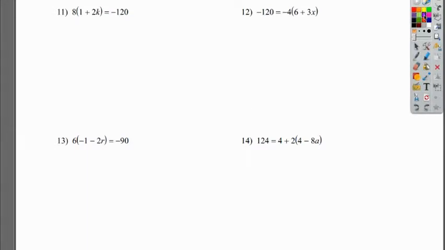In this video, we're going to be solving multi-step equations involving the distributive property. So when we start here, we're going to start by distributing. That's 8 times everything in the parentheses, which gives us 8 plus 16k equals negative 120. From here, that's a two-step equation. You're going to solve that the same way we'd solve any other two-step equation.